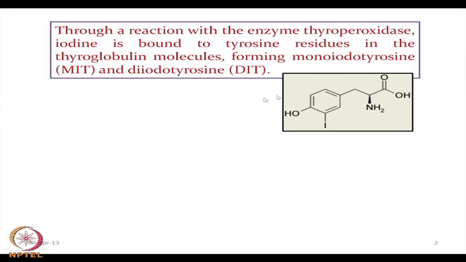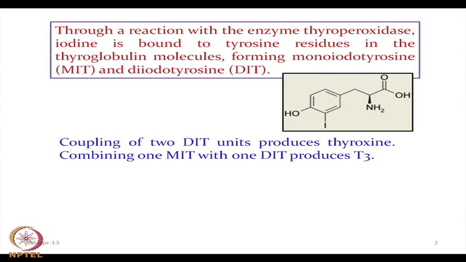These MIT and DIT molecules in turn can go for the synthesis of the T4 and T3 molecules in the reaction medium. When two DIT units couple together, they produce thyroxine. The thyroxine molecule, what we know, has basically four positions which are occupied. So, it is a bisphenol unit. Thyroxine, as we have discussed in our previous class, is a bisphenol unit.